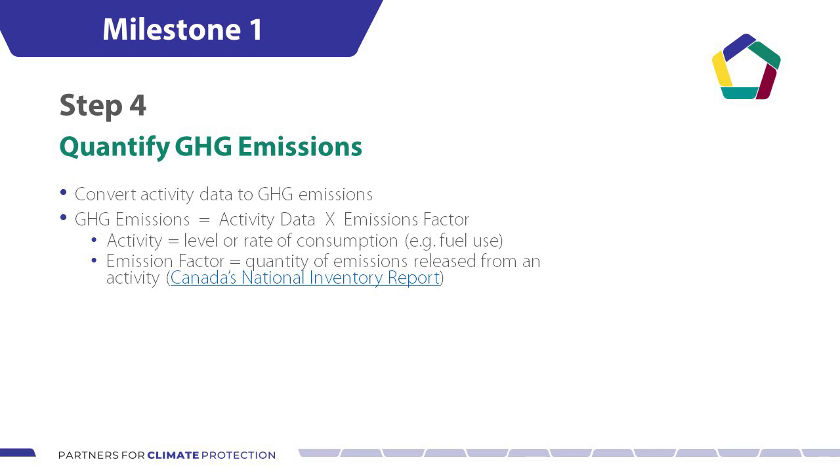Well, it represents the rates or quantity of greenhouse gas emissions that are released as a result of a specific activity. So in the PCP program, we recommend using emission factors from Environment and Climate Change Canada's National Inventory Report. I've linked it here in the PowerPoint, so you should be able to access that pretty quickly. What this report does is that it provides emission factors that are specific to Canada and in some cases to each province. And they also update it annually. So it's a great resource to use when we're trying to simply convert activity into emissions.